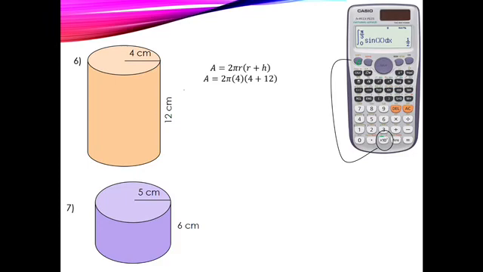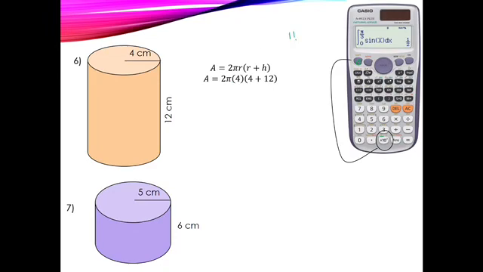Now note, between the 2, the pi and the 4, we are actually multiplying. You don't have to show it because they are in brackets and so forth. But if you want to put it there to remind yourself you need to multiply, then do so. Now you can type this entire thing in your calculator. It's small enough to do so, so do so. 2 times pi times 4, open brackets 4 plus 12. Now when you press equals, you are going to get an answer with a pi sign.